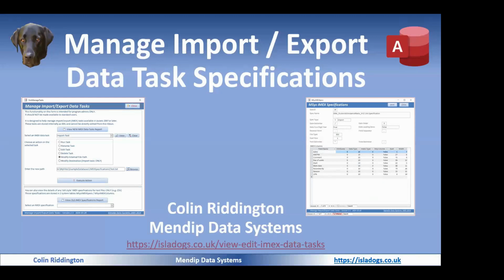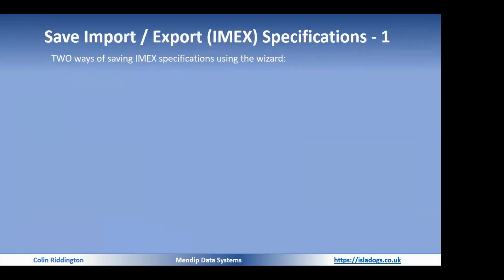Now, some years ago, back in Access 2003, there was only one way of saving import-export tasks, and that was to save them into system tables. Some 17 years ago, with Access 2007, Microsoft introduced a new method which was designed to expand the range of what you could do, and to be honest, the new method is hardly used at all. The old style is one that most developers still stick with. It's the one they're familiar with.